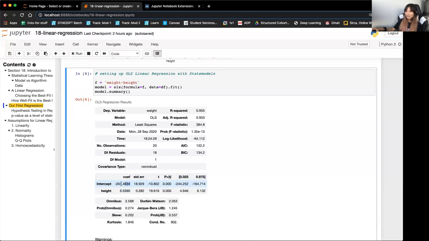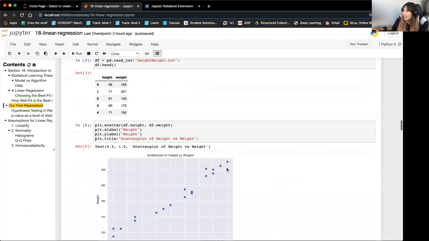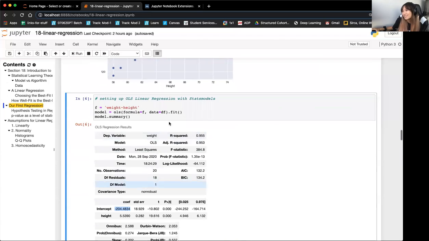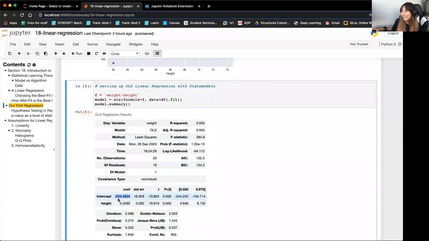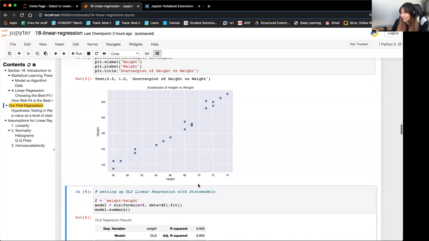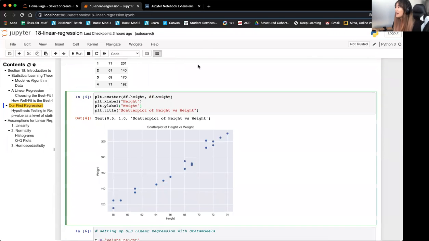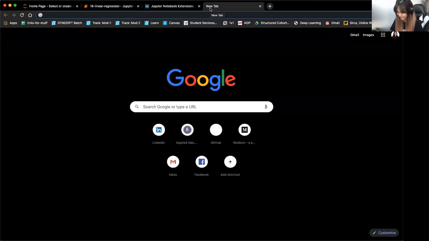The intercept is a little bit more vague, but it's basically saying that if your height is at 0, your weight is at negative 204. That's the y-intercept. Exactly. I wonder how you change the graph such that it shows the full range. I'm going to have to look this up.